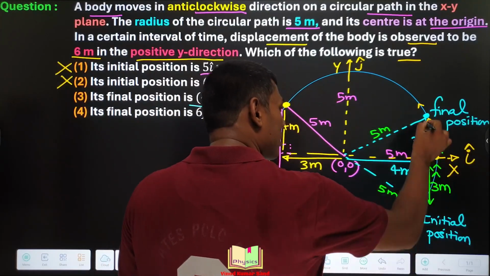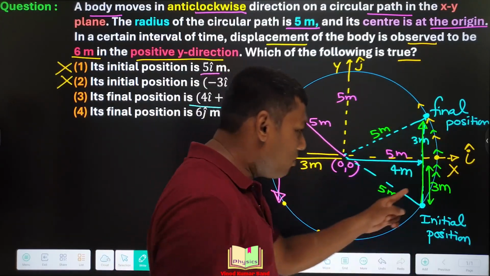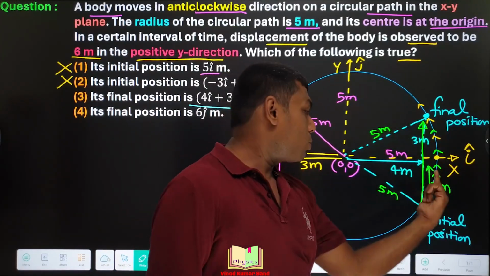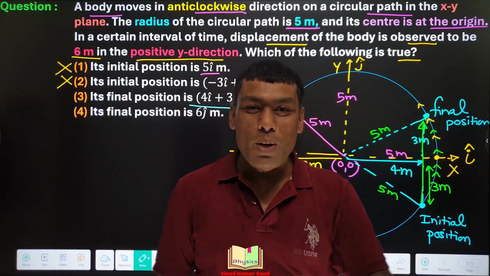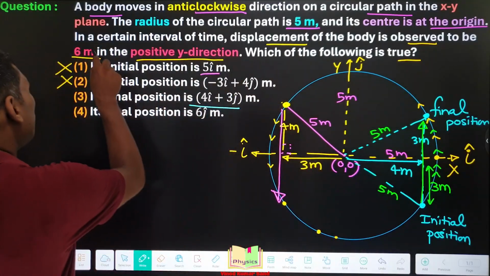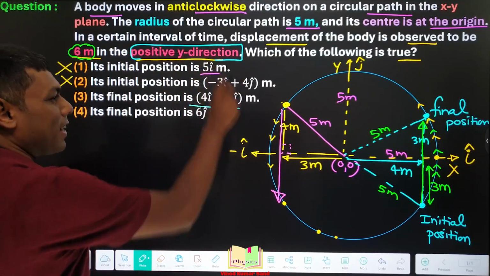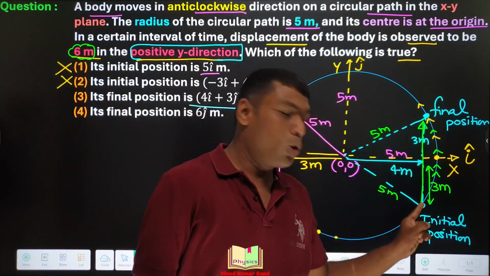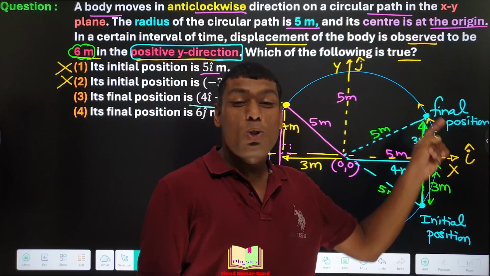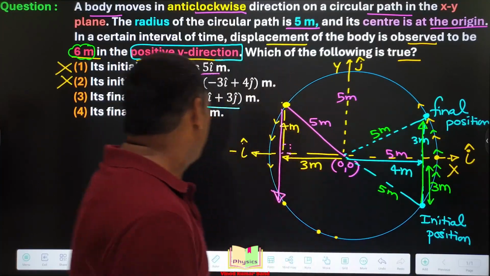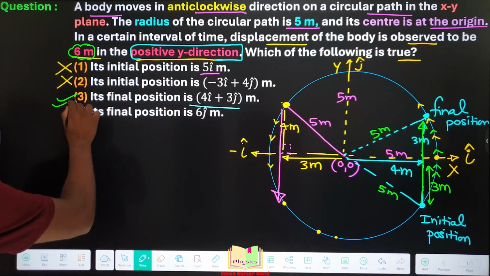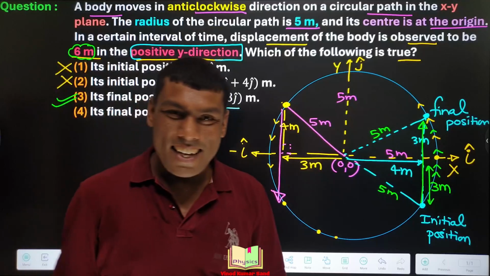The displacement is always directed from initial position to final position, and then it would be 6 meter. And we required the 6 meter displacement in the positive y direction. It means this should be the initial position, this should be the final position. So the third option is absolutely correct.